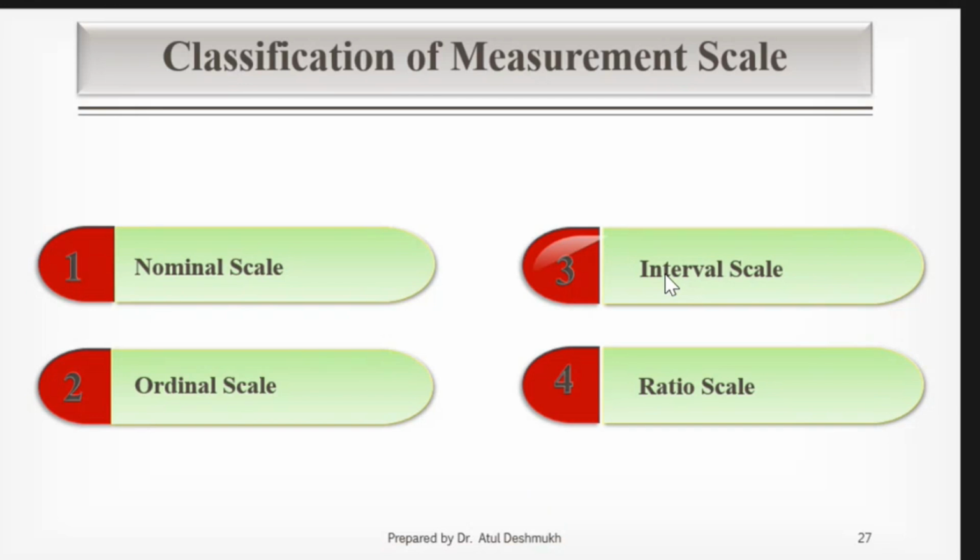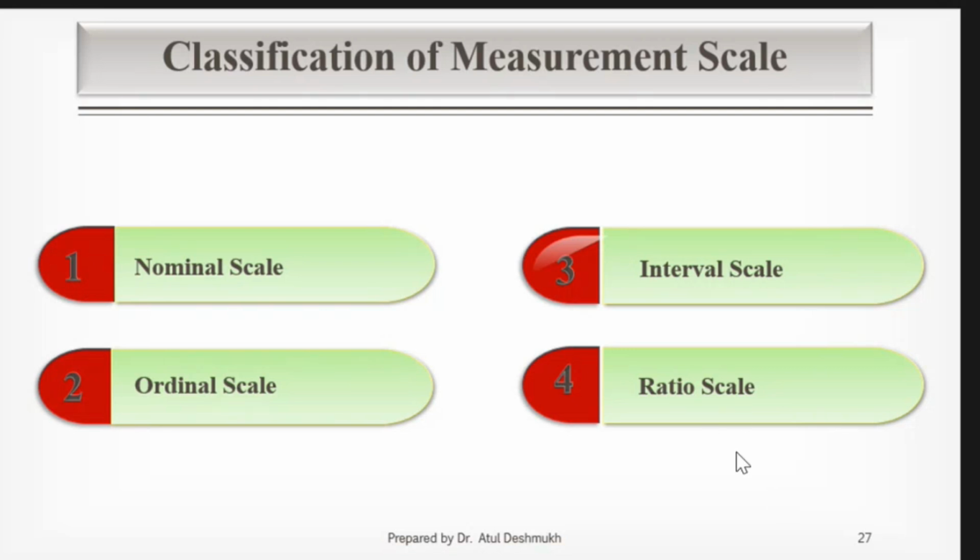Like zero money means no money. That is possible because it's a ratio scale. Income is measured on ratio scale. Money is measured on ratio scale. But temperature is measured on interval scale. Means zero temperature means you cannot say that there is no temperature. There is some temperature. Once you touch 0 degree, you will feel cold, right?